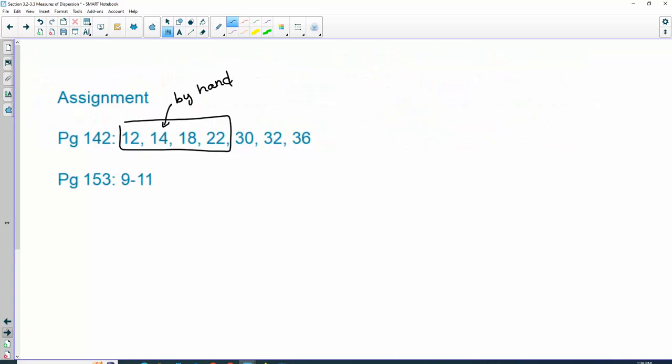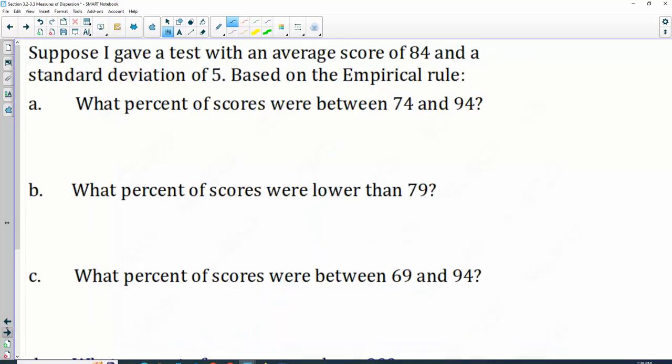Okay, let's go to the very end of your slides. I put another example on here. So at the very end, I'm going to jump for a second. Suppose I gave a test with an average score of 84 and a standard deviation of 5. From the empirical rule, what percentage of scores were between 74 and 94?